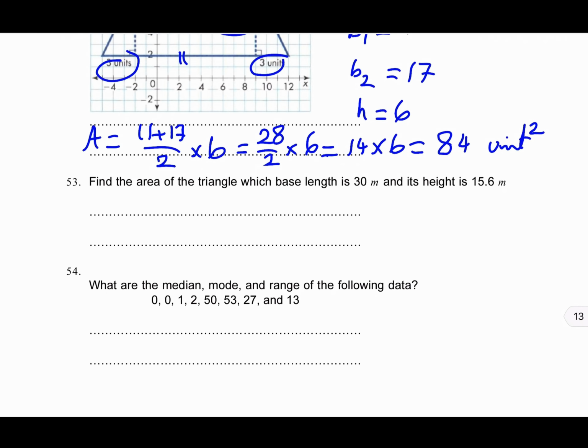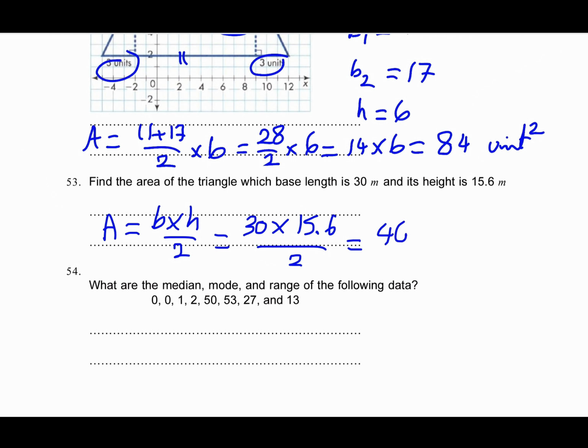Next question, find the area of the triangle which base length is 30 meter and its height is 15.6. Area of a triangle, base times height divided by 2 equals 30 times 15.6 divided by 2, which is 468 divided by 2, which is 234 square meter.